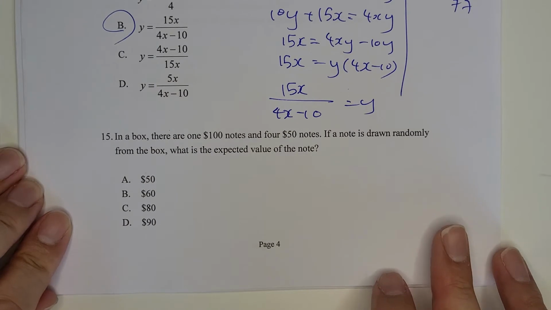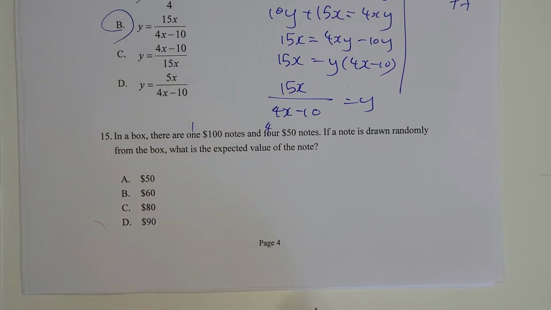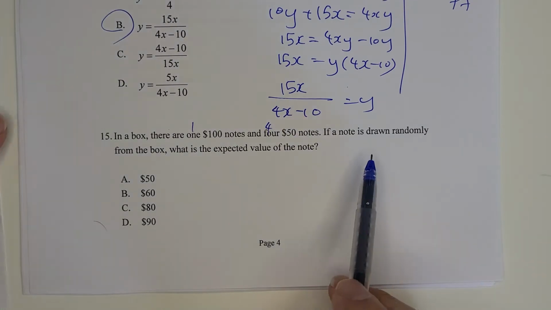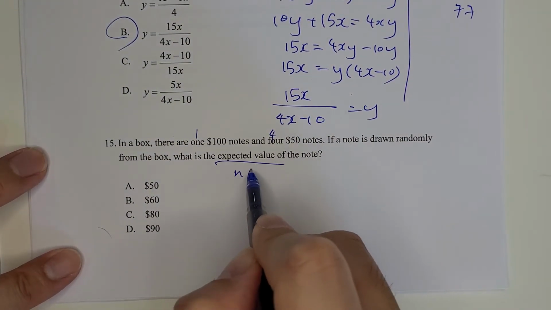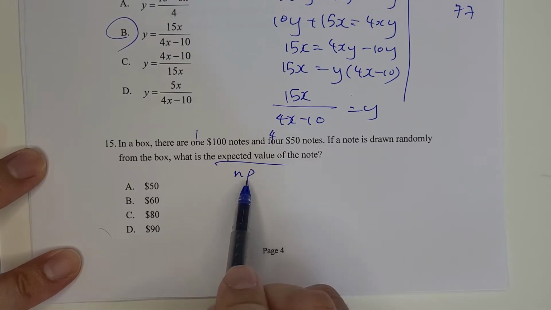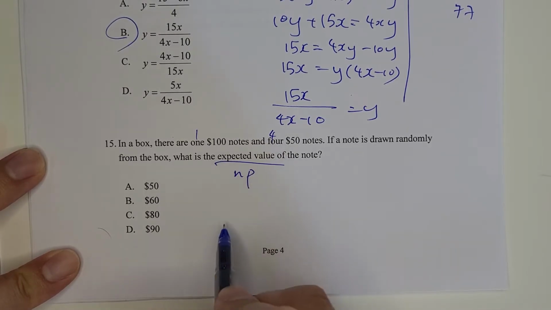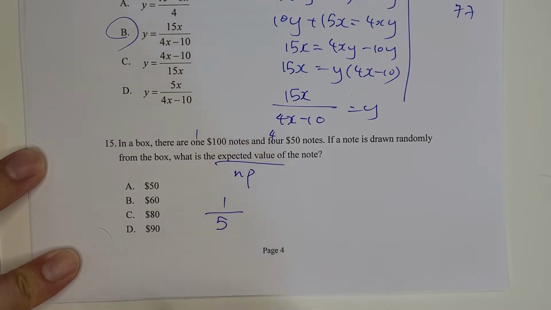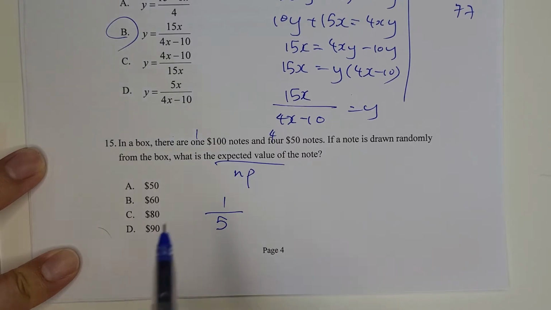In a box, there are one $100 note and four $50 notes. A note is drawn randomly. What is the expected value? Expected value, that's NP. That means the probability multiplied by the corresponding outcome. So the probability of getting a $100 note is 1 over 5. Why 5? Because 1 plus 4, totally 5 notes.